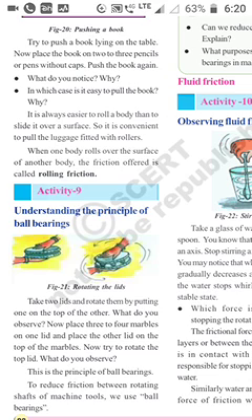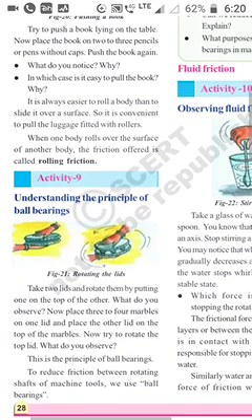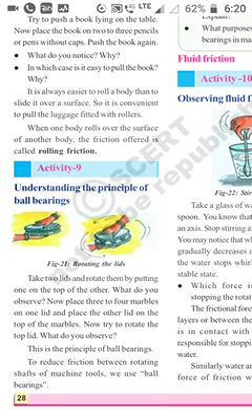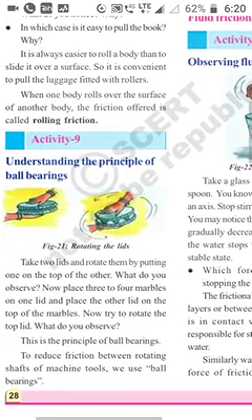Next, activity 9: understanding the principles of ball bearings. If you observe your cycle handle, it moves very easily. If you move it to any side, it moves very easily without making any noise. Why? Because small iron balls are kept in the rounds under the handle, so the handle will move very easily. Those small iron balls are called ball bearings. Because of them, the cycle handle moves very easily.